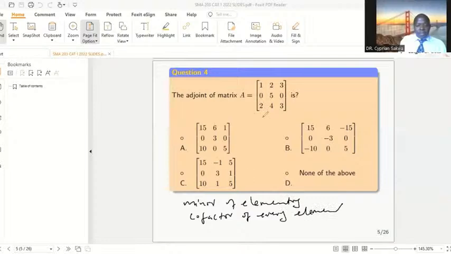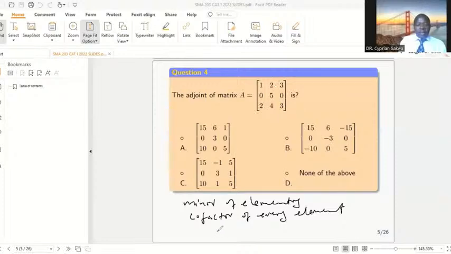So what I mean here is that we shall get the minor of 1, minor of 2, minor of 3, minor of 4, 0, minor of 5, minor of 2, 0, minor of these 2, minor of these 4, minor of these 3. And then get their corresponding cofactors.